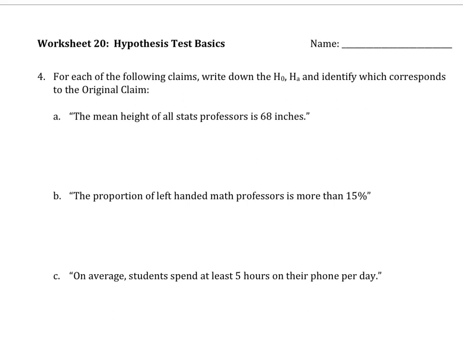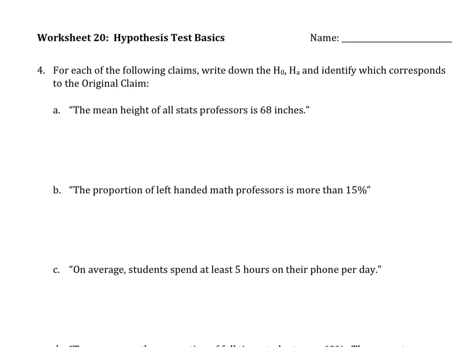All right, let's look at number 4. I'm going to do 1, and I'm going to have you finish the rest of number 4. So look at the first one. It says, for each of the following claims, write down the H0, HA, and identify which corresponds to the original claim. Okay, it says the mean height of all professors is 68 inches. First of all, it says mean height, so the average height of all professors. Sounds like it's a population. Population mean, the symbol is mu. So I'll use the symbol mu. It says it is equal to, or is, 68 inches. I can translate that as mu is equal to 68 inches. So it'll be like this.